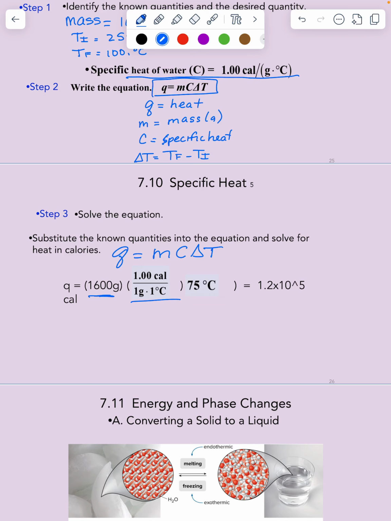calories. For some reason my calories got moved over here. So the unit here would be calories: 1.25 times 10 to the 5th calories. This number is written in scientific notation. It just means that the decimal place has been moved 5 places to the left. So this is a very large number. A lot of energy is needed to heat up water.